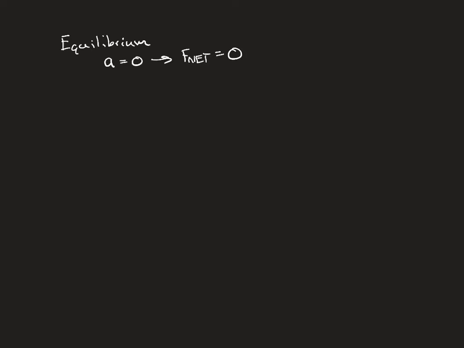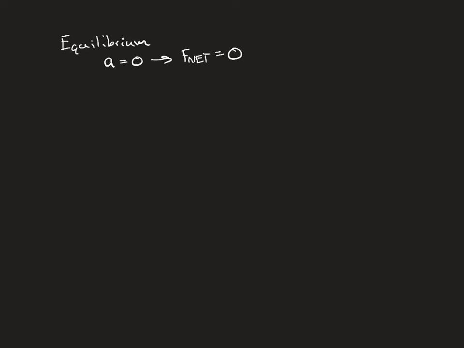Now, don't be confused. You can still have forces acting in the system, but it just means that the negative and positive forces are balancing each other out. So when you add them together, indicated by the word net, you end up with a value of zero.